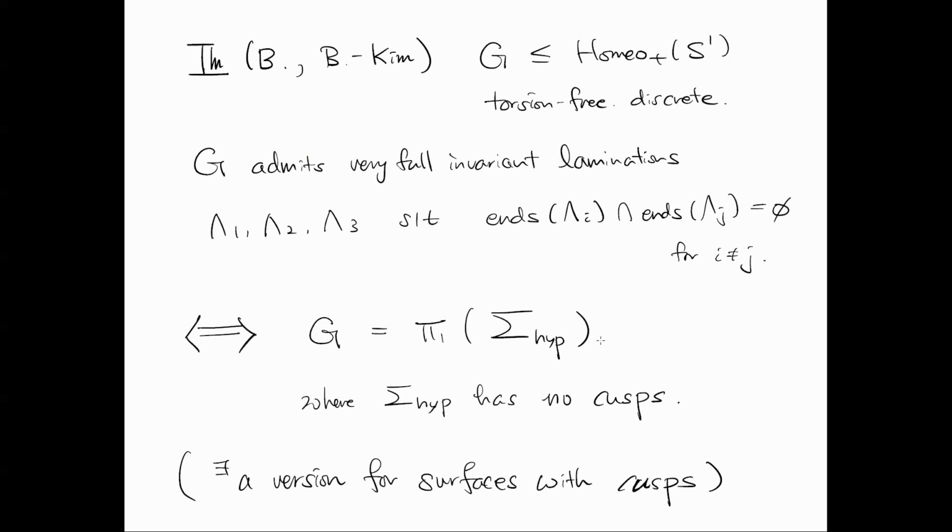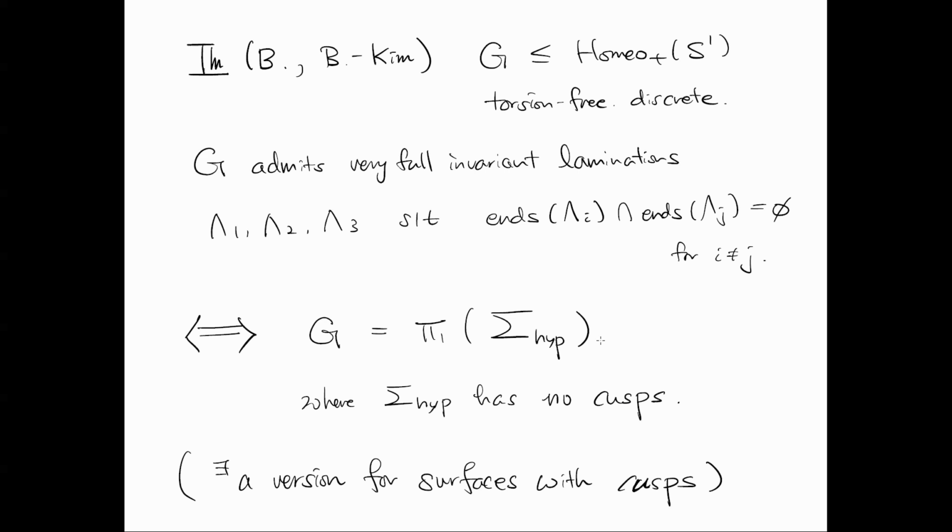Here discrete means as a discrete subspace of this group, which is considered as equipped with the compact open topology. And G admits very full invariant laminations lambda 1, 2, 3, three of them, such that the end spaces are disjoint, if and only if G is the fundamental group of a hyperbolic surface with no cusps. It doesn't matter whether this is a surface of infinite type or has an ideal boundary or whatsoever, as long as it's a hyperbolic surface with no cusp, this is always achievable as a group with these conditions.